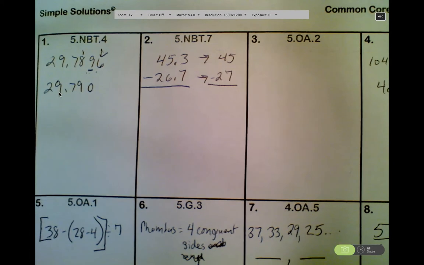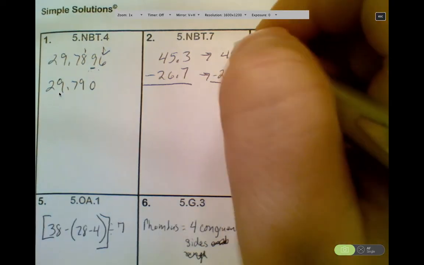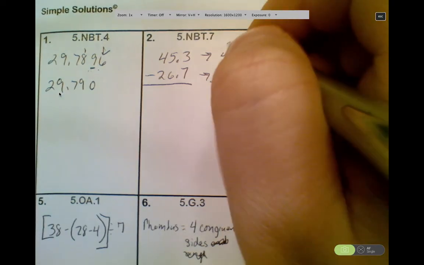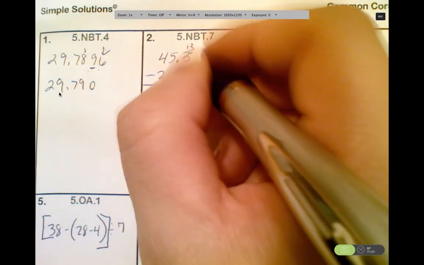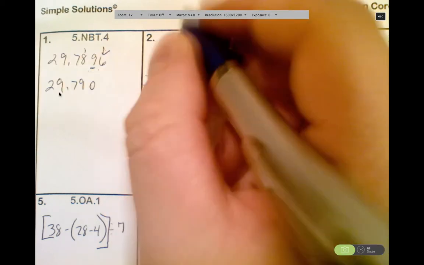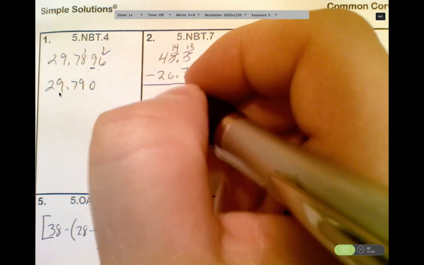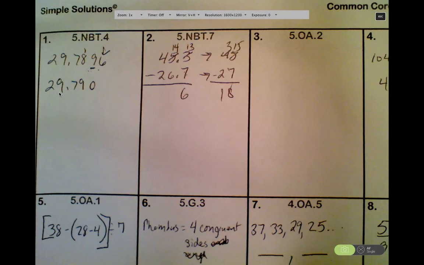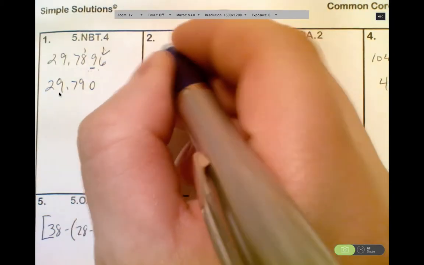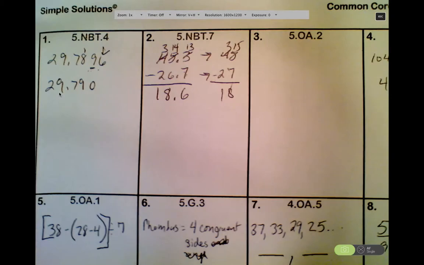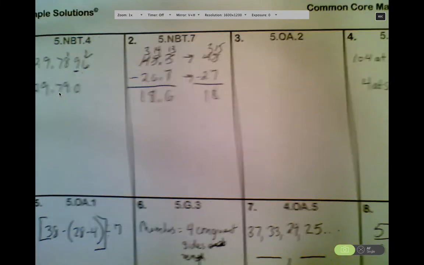Number 2, estimate first, then get the exact difference of 45 and 3 tenths minus 26 and 7 tenths. Just to quickly do 45 minus 27, that gives me 18, so our answer should be close to 18. Can't take 7 away from 3, so I'm going to borrow. 13 minus 7 is 6. I would have borrowed from here. That'll become a 14. 14 minus 6 is 8. Then we had to borrow from there, so I got 18 and 6 tenths, which is close to our estimate.